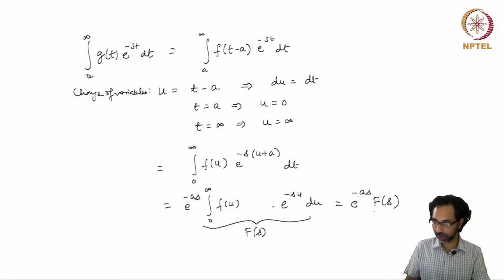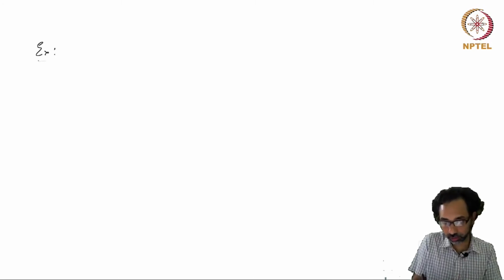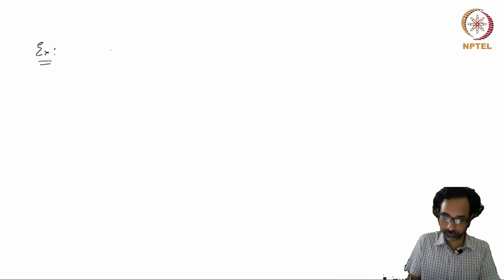Now note that if F(s) is defined for s greater than alpha, then the Laplace transform e to the minus as F(s) is also defined for s greater than alpha. So the region of convergence will not change because the exponential function is defined everywhere. The region of convergence will only depend on the region of convergence of the function f, which is s greater than alpha. So let's see another example where we can use the shifting property.